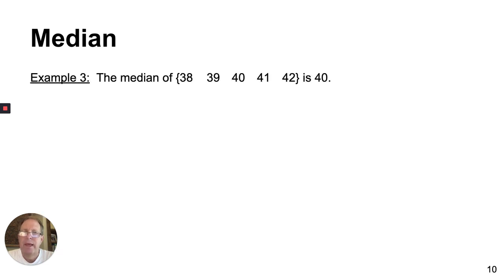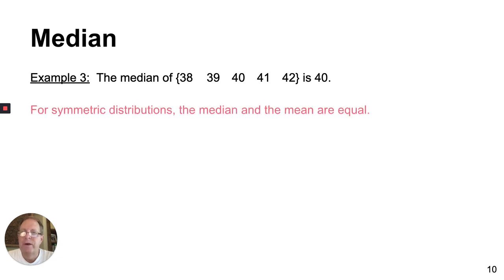Example 3, I have the same one as before. I have these 5 numbers. The median is 40. That's the middle value. For symmetric distributions, the median and the mean are equal. The converse is not necessarily true. If the mean and the median are equal, from that you can't conclude that it is symmetric.